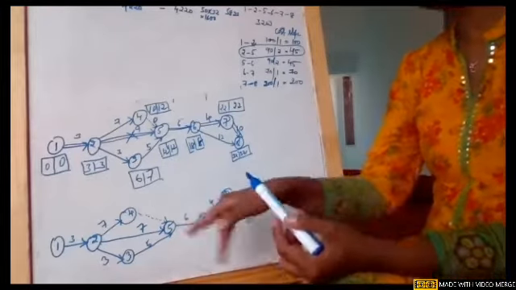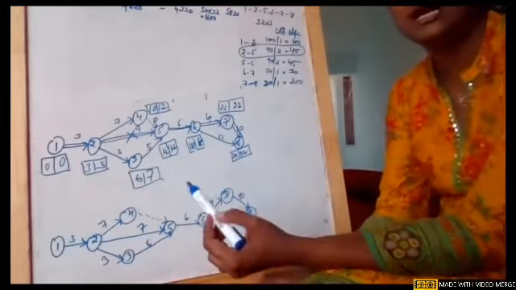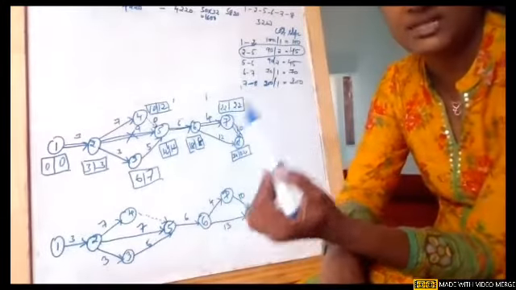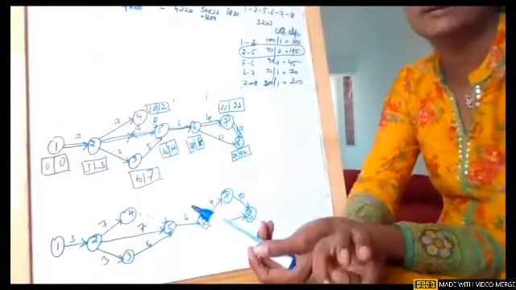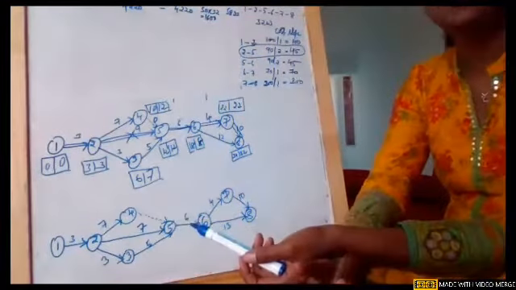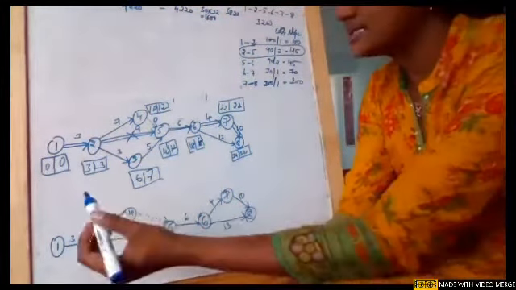Now simple girls, this is the new network with new durations. Again, we need to find out all the same things. We need to find out earliest and latest time, check the critical path, okay, and check how the duration has reduced.